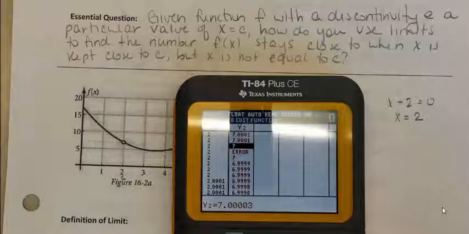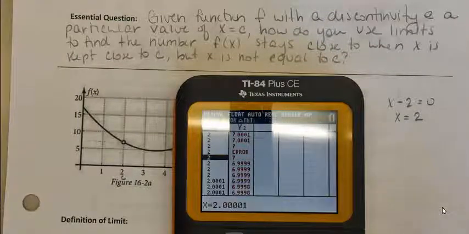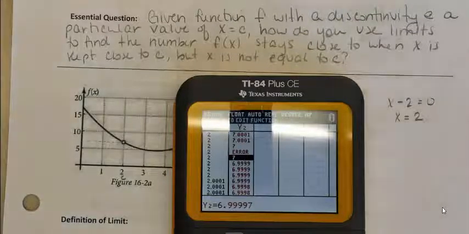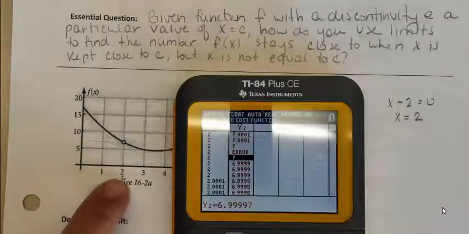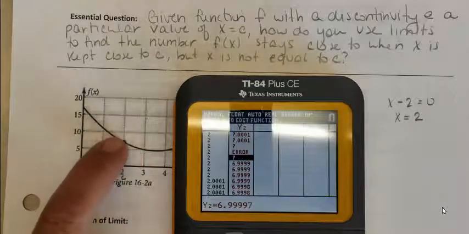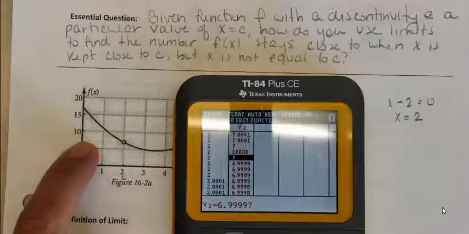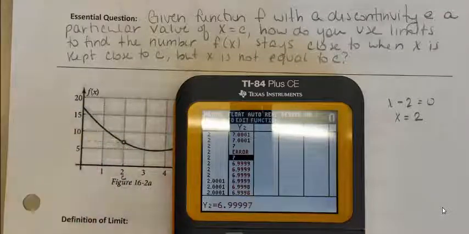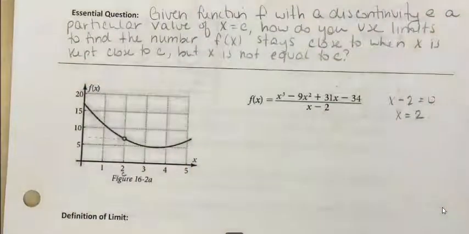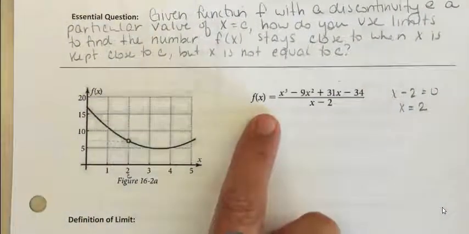It's really 7.00003. And then as I approach from the right over here, so that's really 2.000001, I'm getting to 6.99997. So what I can see is that as I approach 2, or my c here, my x equals c, from both the left and the right, even though it's discontinuous at 2, it's going to approach approximately 7. So that would be the limit as x approaches 2 of this function.